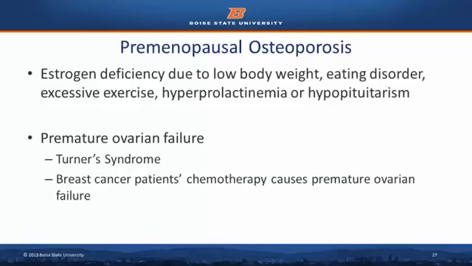Generally, as I mentioned, osteoporosis is a disease of older women with naturally occurring estrogen deficiency secondary to menopause, but premenopausal osteoporosis occurs for these most common causes: low body weight, eating disorder, excessive exercise, hyperprolactinemia, or hypopituitarism. Premature ovarian failure, as occurs with Turner syndrome, and also chemotherapy, like in breast cancer patients. The chemotherapy often causes premature ovarian failure, and they would be at greater risk for osteoporosis.